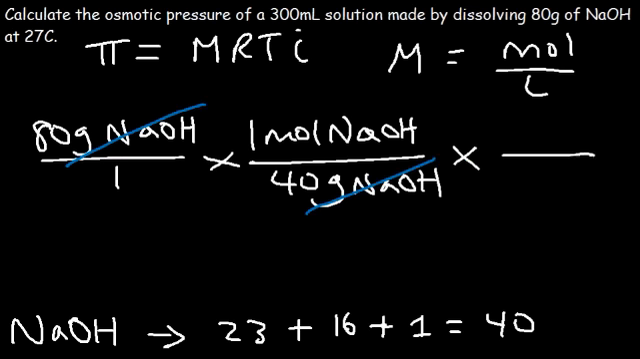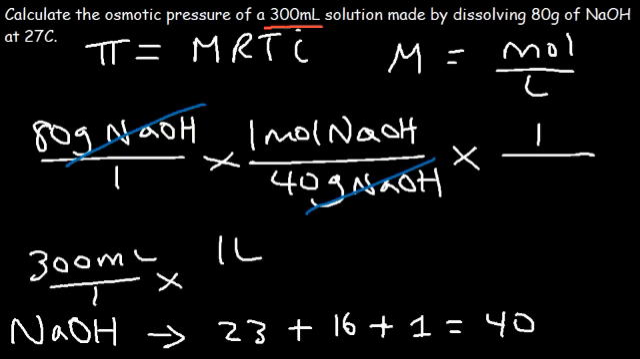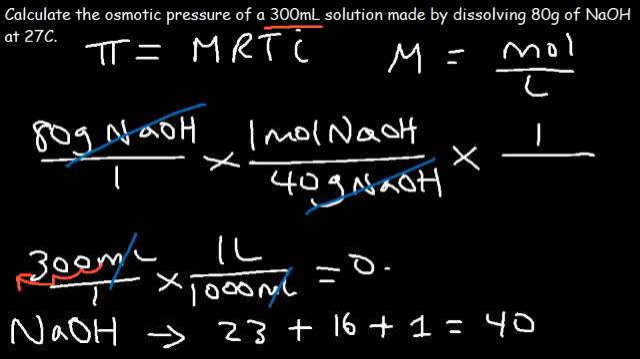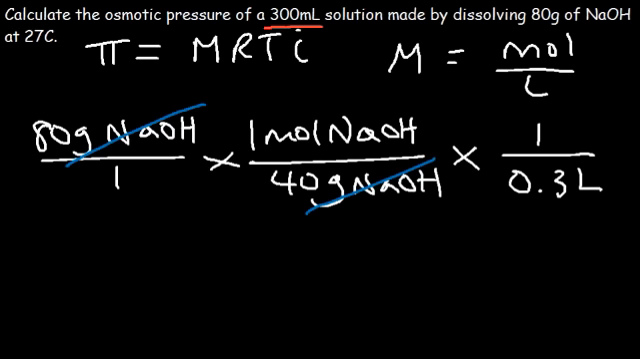Next, let's divide it by the liters of solution. So how can we convert 300 milliliters into liters? To convert milliliters into liters, divide by 1,000. 1 liter is equal to 1,000 milliliters. To divide 300 by 1,000, simply move the decimal point 3 units to the left. So this is 0.3 liters. So 2 moles divided by 0.3 liters.